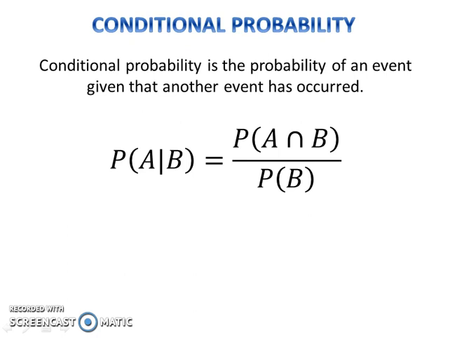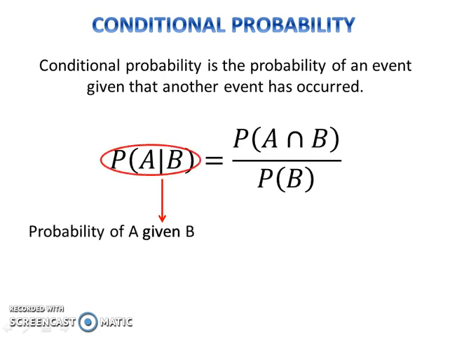Probability of event A given that event B has occurred can be found by taking the probability of A intersects B and dividing it with the probability of B. This line represents the word given, and the conditional probability is read as probability of A given B.